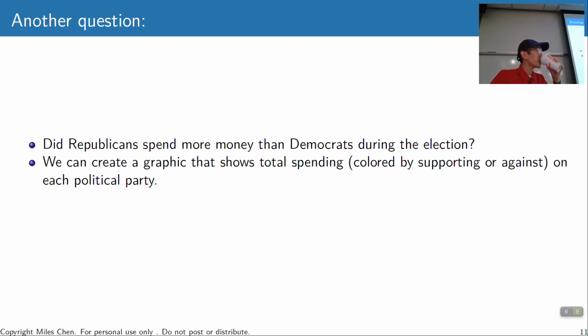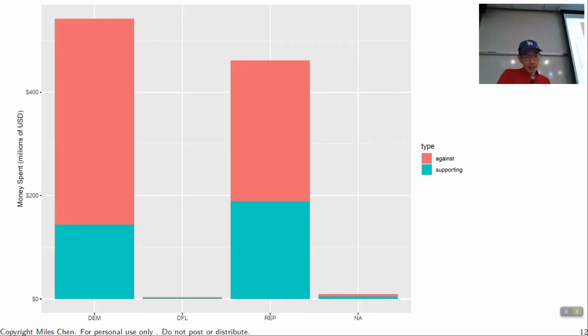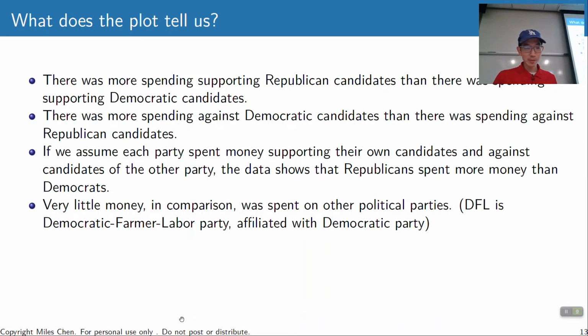So we have this, okay? We have total money for Democratic candidates, and then total money for Republican candidates, and this is supporting. So the total Republican money will be the anti-Democrats plus pro-Republicans, and total Democratic money will be anti-Republicans plus pro-Democrats. These are other parties. What was the DFL party? That was the Democratic Farmer Labor Party, okay? Apparently they had enough money to show up on the board.